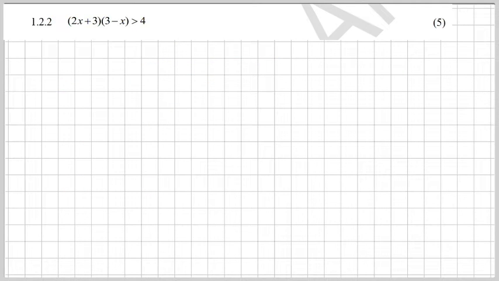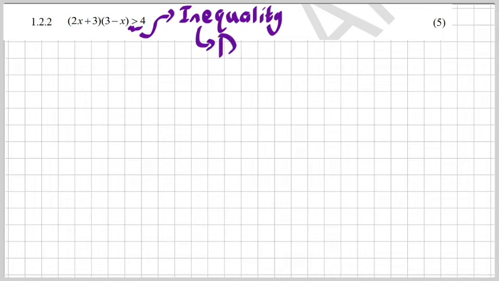Question 1.2.2. First of all, what is the difference between this and the previous one? The biggest difference is it is an inequality. So the moment I see an inequality, I know that I've got to draw a graph, okay? If your teacher showed you a table instead of a graph, that's 100% right. I don't mind. I just don't like that method, okay? For me, it's a lot of extra work. But please use the method your teacher shows you.